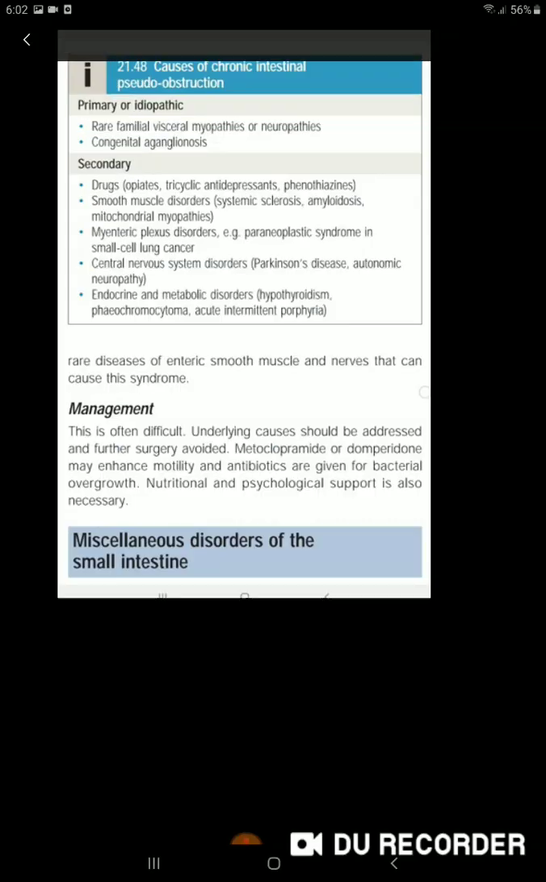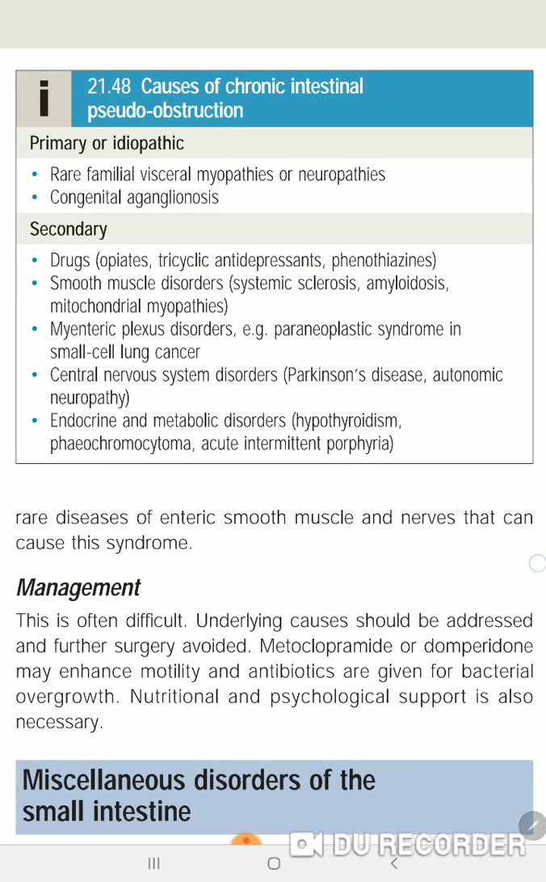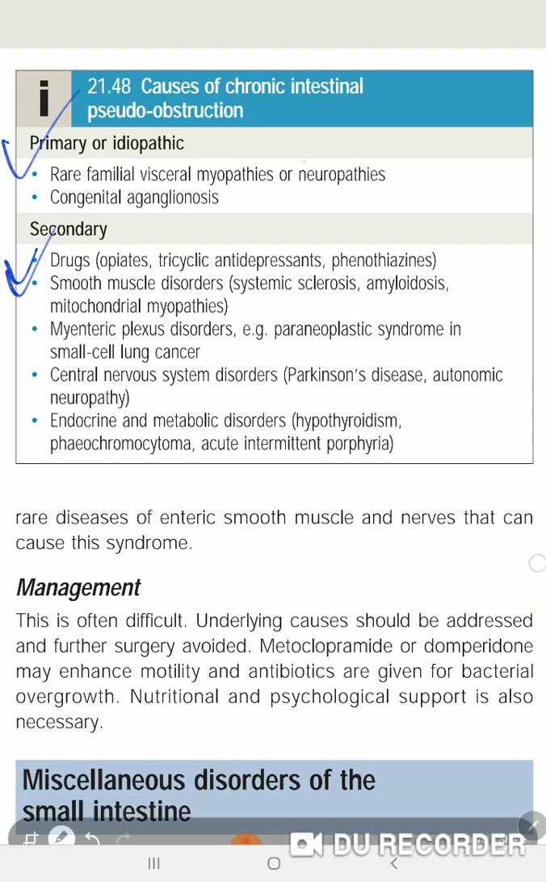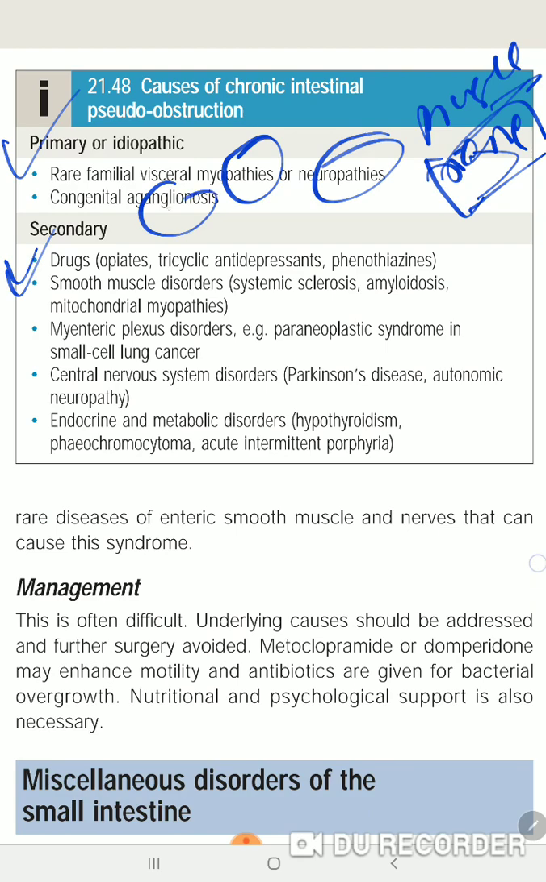So guys, what are the causes of this rare disease? There are some primary causes and some secondary causes. The primary cause is either muscle or nerve. Either muscle or nerve. So myopathy or neuropathy, or sometimes the ganglion cells can be absent in the GIT in this disease. So this is the primary: muscle, nerves or ganglion.